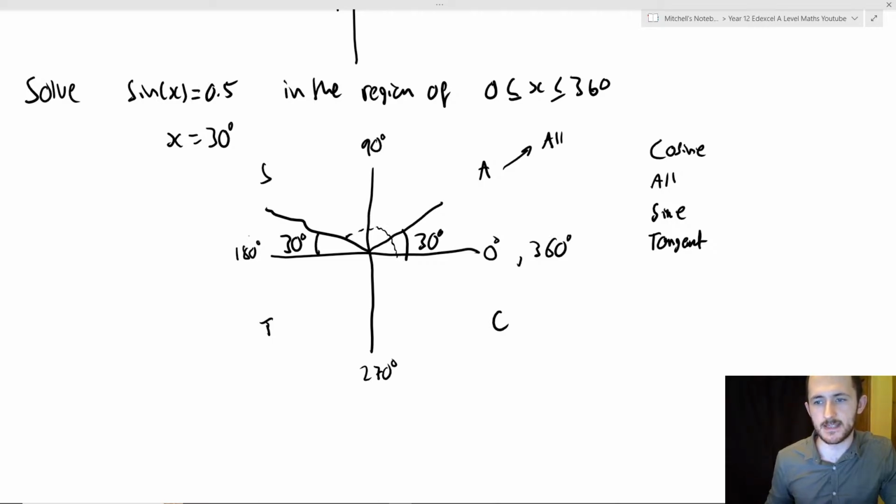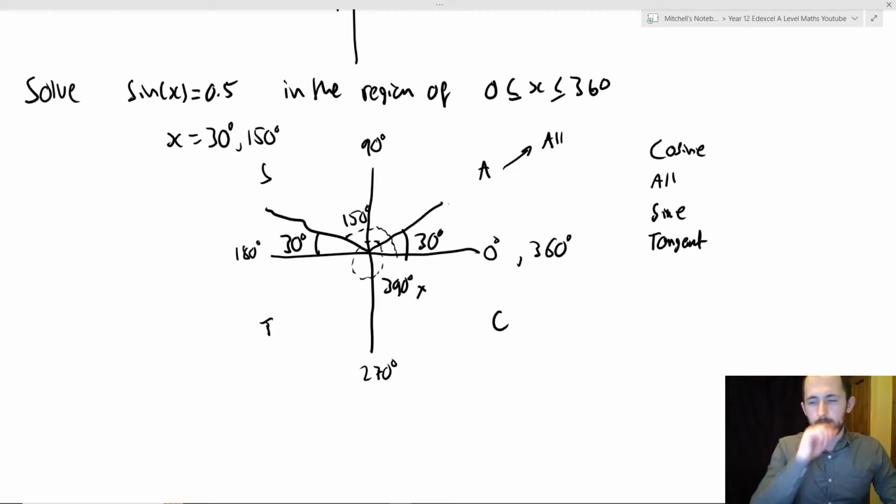It's 30 degrees less than that, so it would be 150 degrees. So our two answers are 30 and 150 degrees. Now, because we're only going up to 360, I'm not going to go back around to the next one, because if I were to go all the way around, that would be 360 plus 30 degrees, 390 degrees, which is outside of our range, so I don't include it.